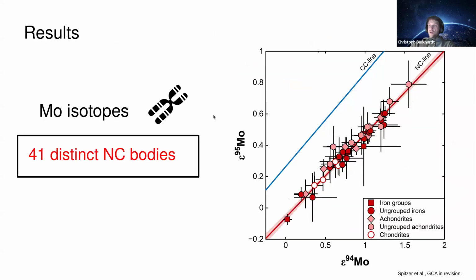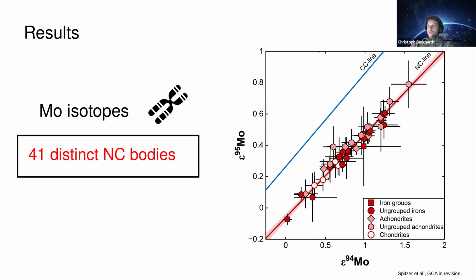Okay, if we go back now to this molybdenum diagram, then we have, with the ungrouped iron meteorites, additional bodies that we can plot on here. And when we take all the different bodies that we know of, then we have 41 distinct NC bodies, and they follow this NC trend, or define a nice NC trend. And there's basically no scatter around this trend.